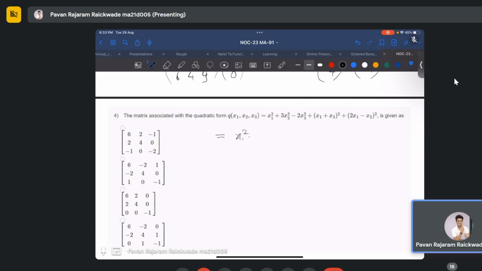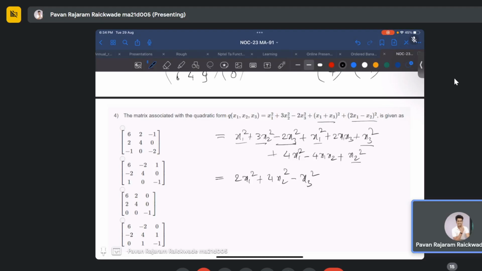If we simplify x1 squared plus 3x2 squared minus 2x3 squared, so this guy here will give me x1 squared plus 2x1 x3 plus x3 squared, plus this is 4x1 squared minus 4x1 x2 plus x2 squared. So collect the coefficient of x1 and we get 2x1 squared, coefficient of x2, 4x2 squared, coefficients of x3 minus x3 squared, and then x1 x2 minus 4x1 x2, then x1 x3 plus 2x1 x3, and then that's all.